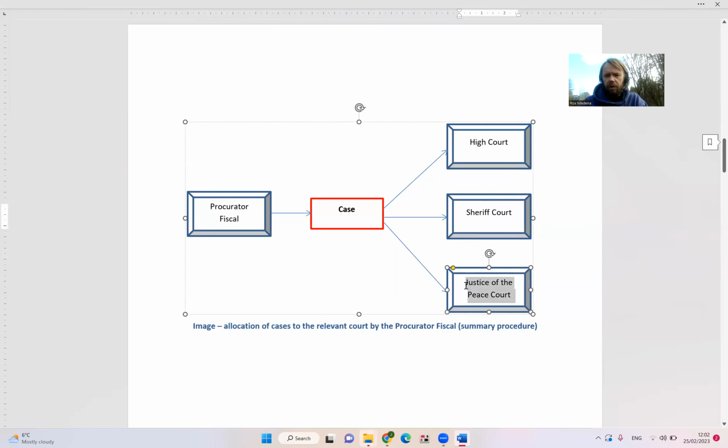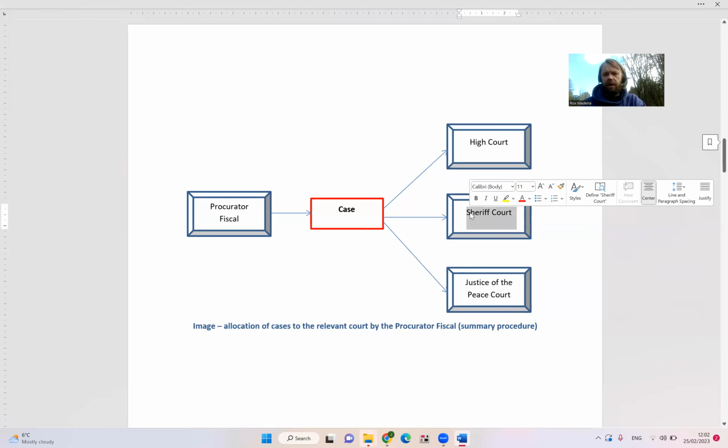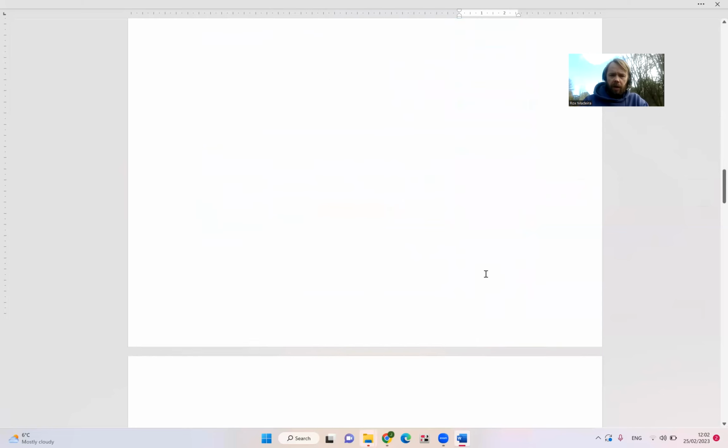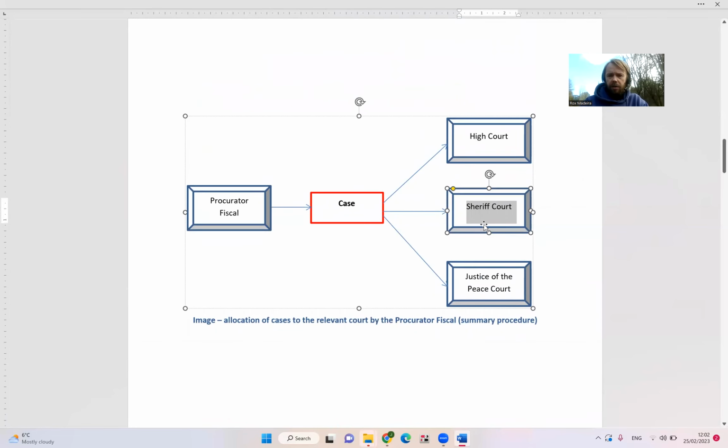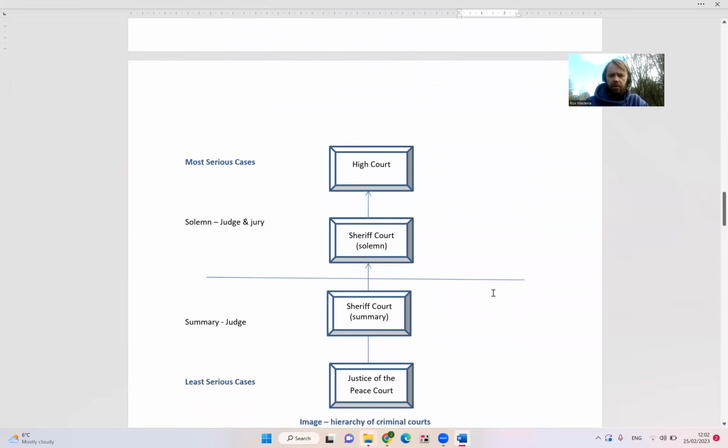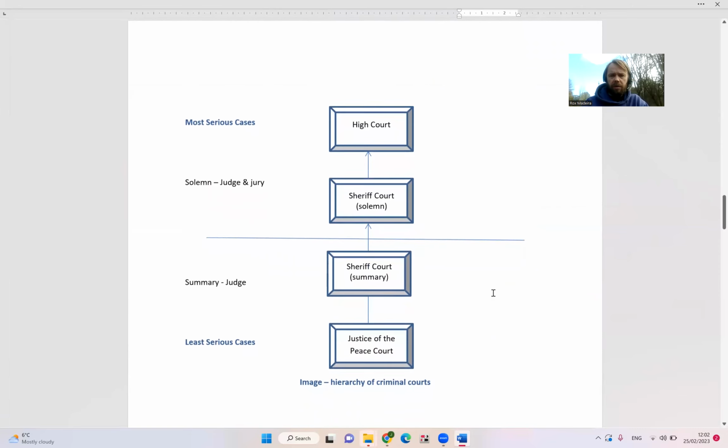So at the bottom here, you've got the Justice of the Peace Court. Then you've got the middle tier courts, the sheriff courts. And at the very top, you've got the High Court, which deals with the most serious offences that people are prosecuted for. So we've got this three-tier system. However, I normally like to think and talk about this hierarchy as a four-tier system, where at the bottom you've got the Justice of the Peace Courts, and then you've got the Sheriff Court and the Summary Procedure, the Sheriff Court and the Solemn Procedure, and the High Court.